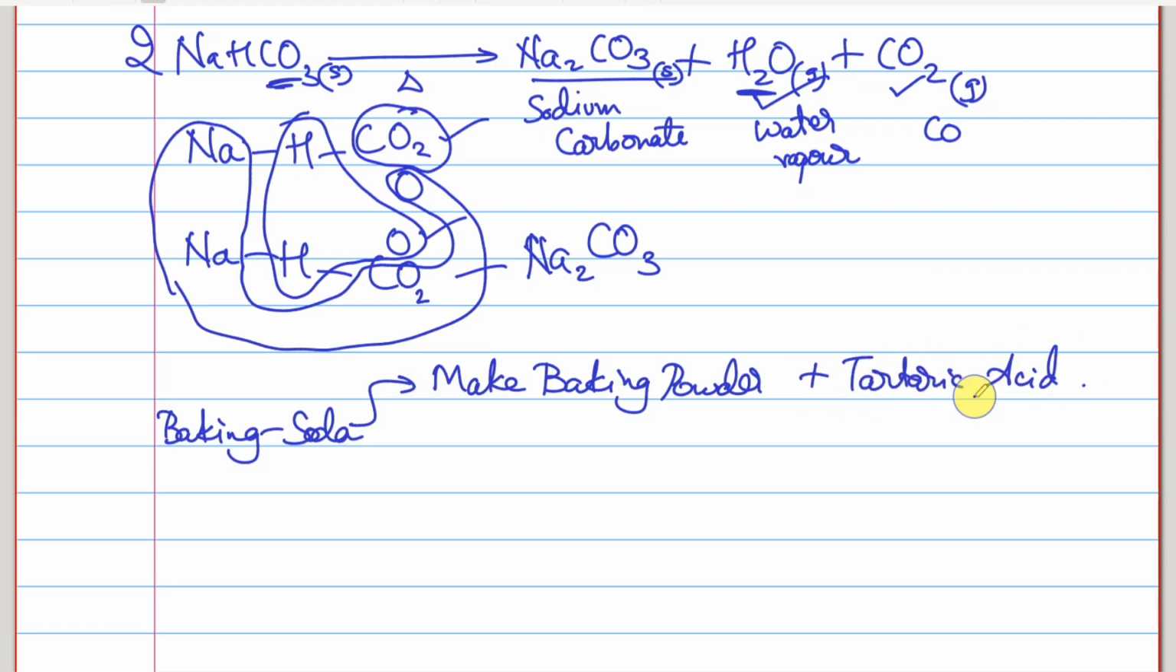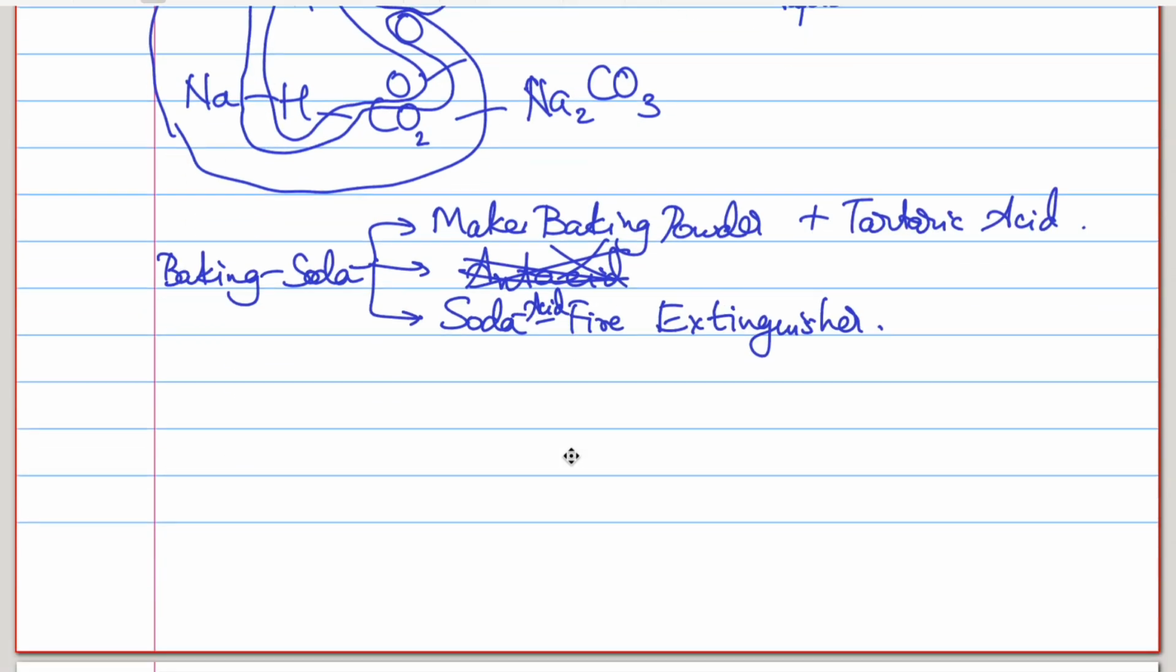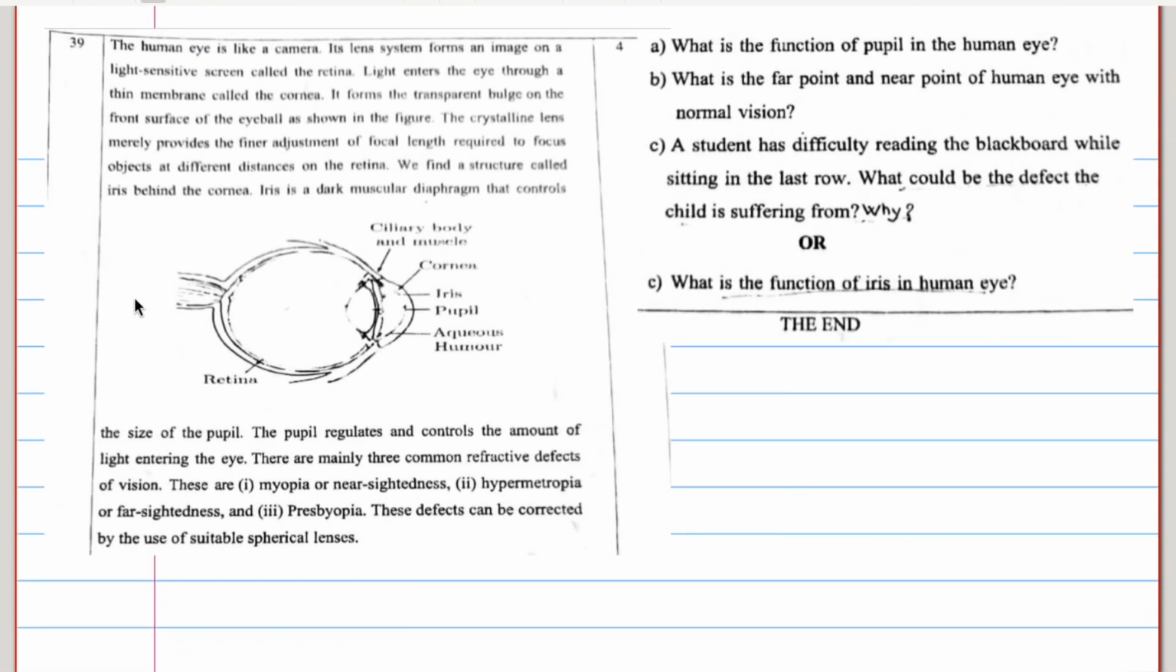Next, it is used as an antacid, but they are not asking us to write this. This is already given. And the last use for baking soda was in the soda acid fire extinguisher. So in soda acid fire extinguishers, we use baking soda. And last question, we have a paragraph given to us. We'll have to go through it.